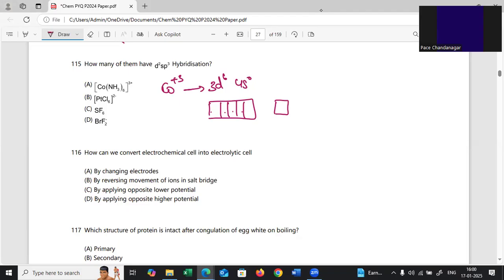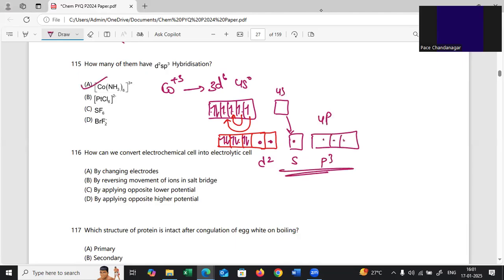You have these d orbitals empty, two d emptied down, s any way you want, and then we want six boxes, right? Because ammonia is a monodentate ligand coming with one pair in one box each. You have six boxes you want. So three boxes are already there, and then 4s and 4p with three boxes. So d2sp3. So cobalt with ammonia, six times, that is your d2sp3.